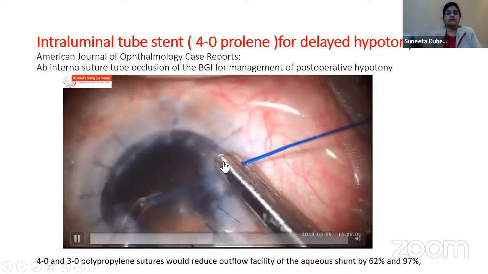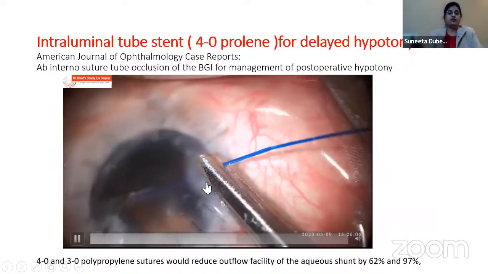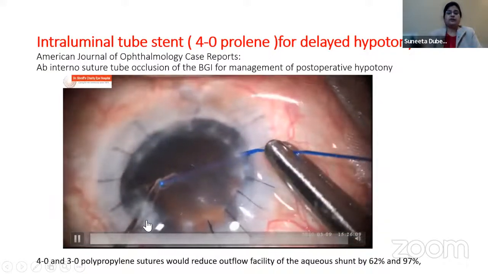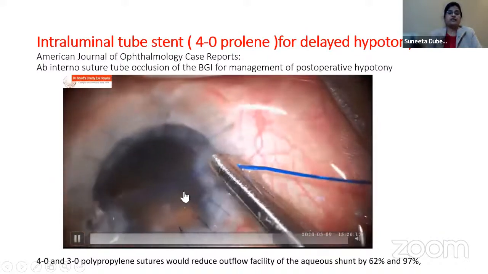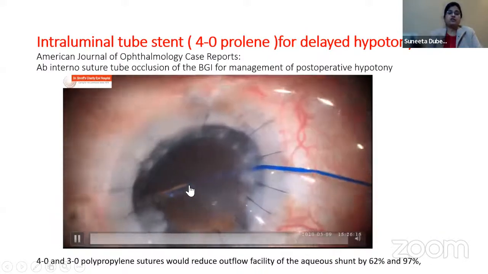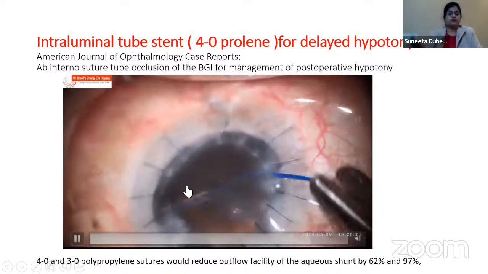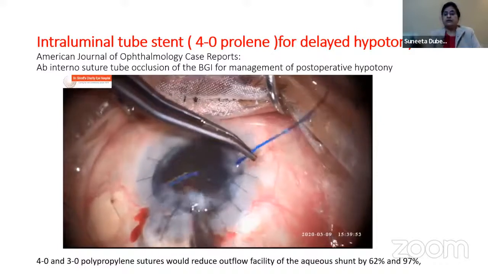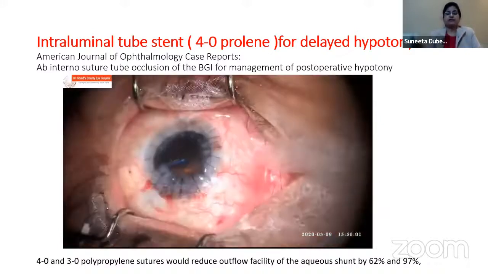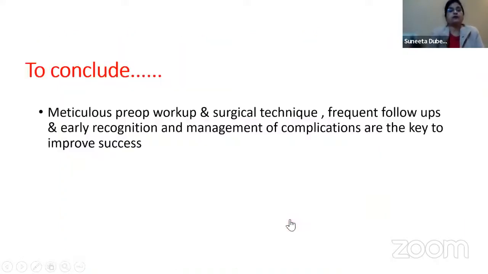So two stab incisions are made, one opposite to the tube and the other adjacent to the tube. Then with the help of microforceps, grab the tube and insert this Prolene suture into the lumen of the tube. This is 4-0 Prolene, and it doesn't completely block the tube, but maybe 65 to 70%. If you want to block it completely, you use a 3-0 Prolene suture.